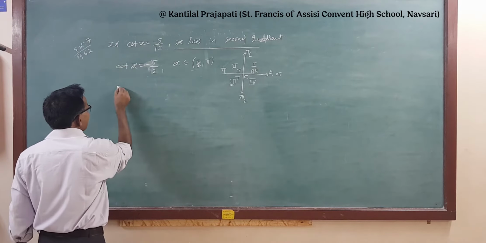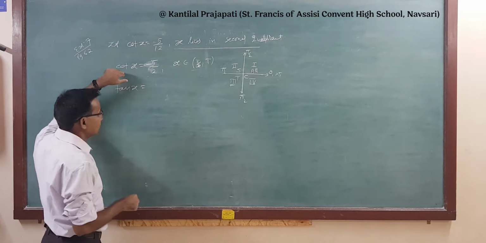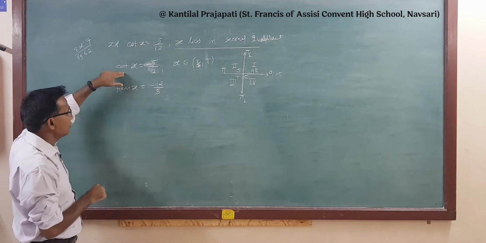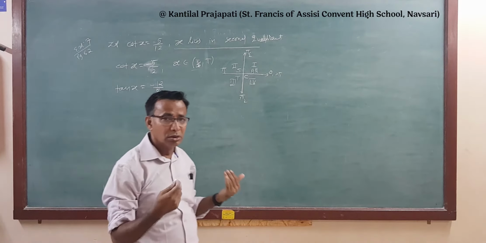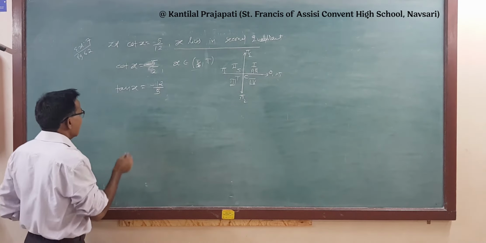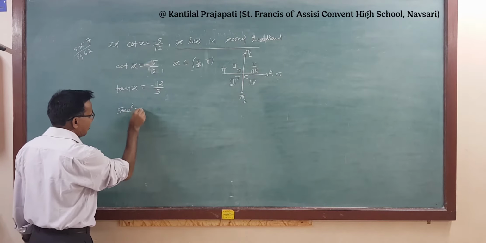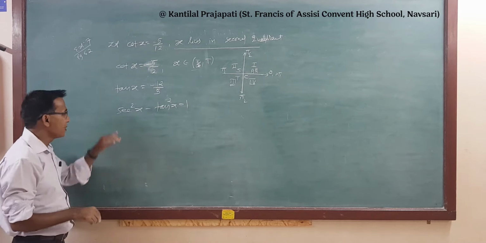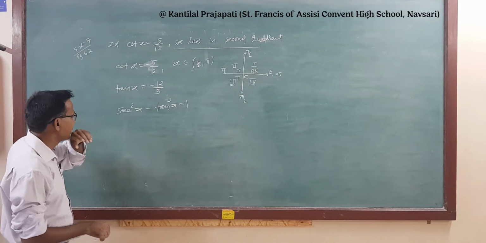So we write tan x first. What is tan x? The reciprocal of cot, that is minus 12 upon 5. Now we apply the identity in terms of sec and tan, or cosec and cot. What is the identity we have done? Sec square x minus tan square x is equal to 1. Or we may also apply cosec square x minus cot square x is equal to 1. Any identity you can apply here.